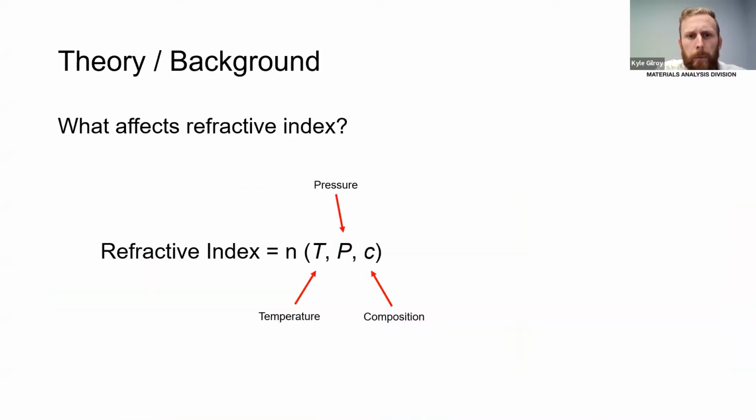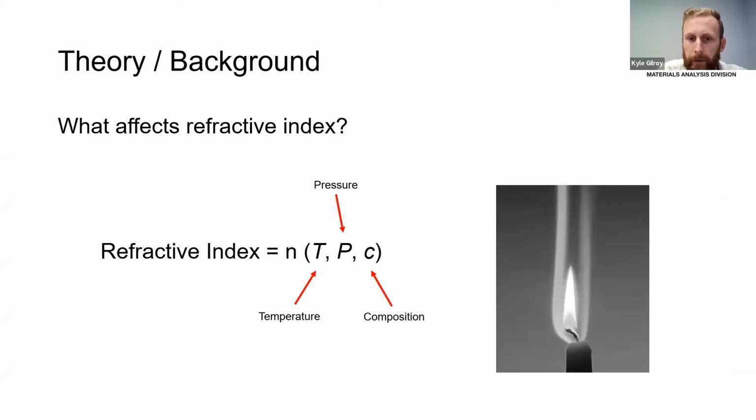So physically, what affects refractive index? If you look at the formal definition of it, you'll see that refractive index is typically defined by the letter N, and it's affected by temperature, pressure, and also the composition of the medium. If you take into account all these different variables, you'll see that we can manipulate this refractive index to visualize it. And here's a candle where you can visualize the refractive index gradient around the heat plume. So how do we do this?